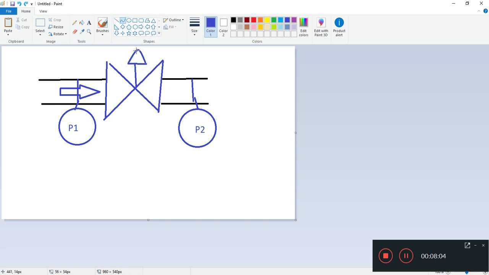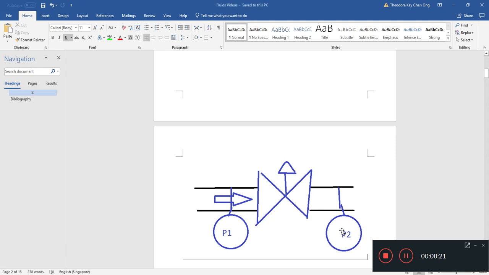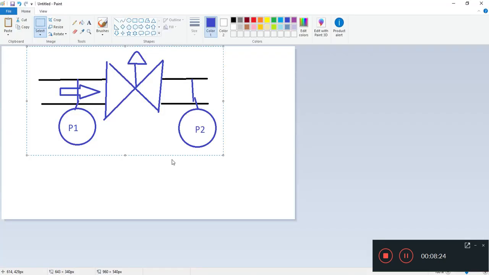Pull this up and there you go. A valve will look like this. Depends on how you turn the valve, it can be a gate valve, globe valve, all kinds of valves. And this valve will have a particular K value based on the pressure drop between P1 and P2.